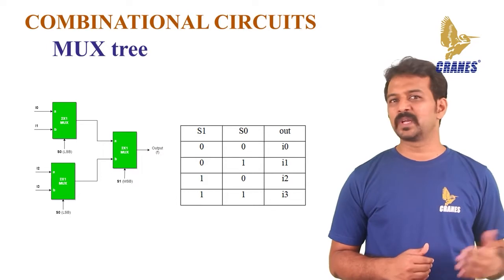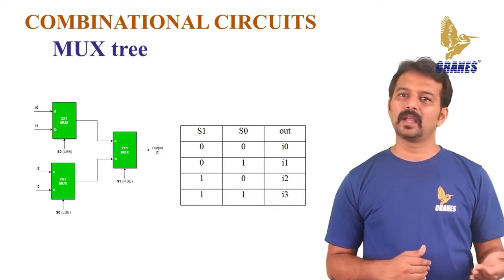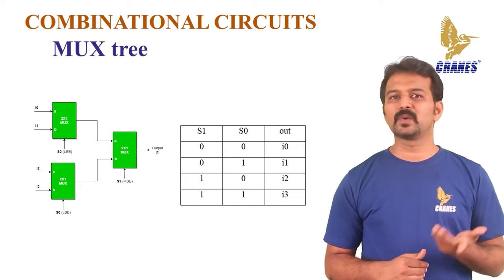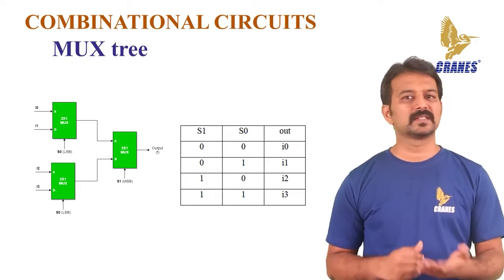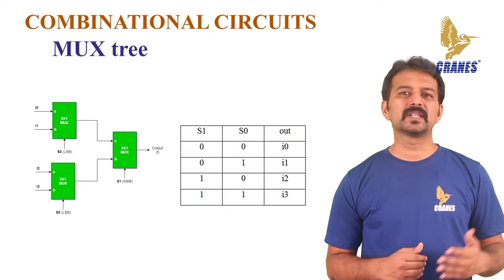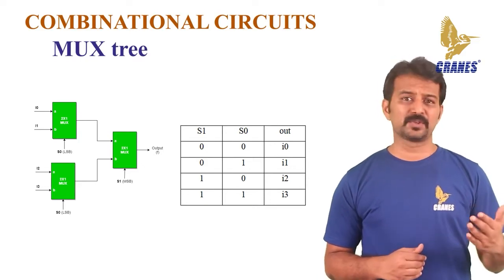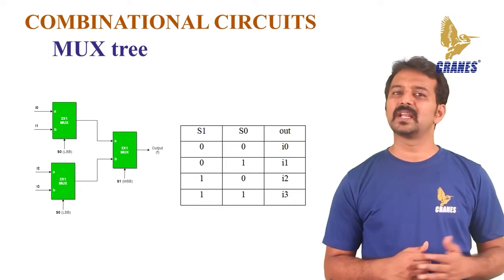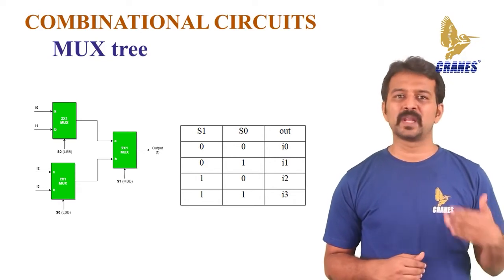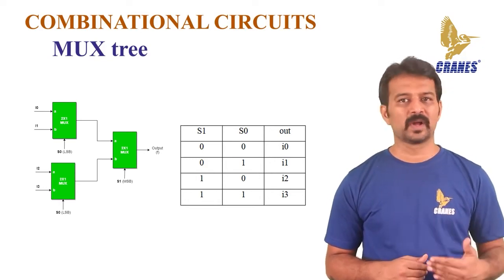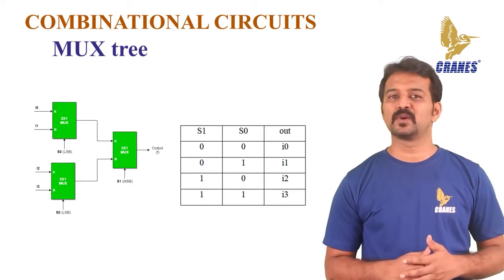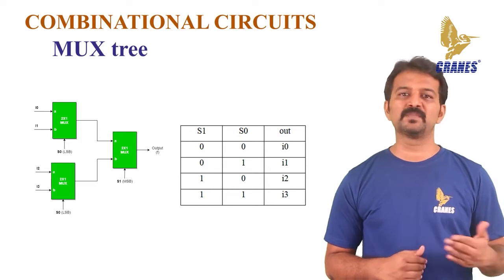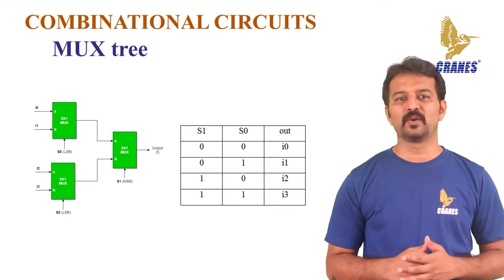When the select line S1 equals 0, then I0 is selected at its output, or when S1 equals 1, then I2 is selected as its output. As we can see from the table, when S0 equals 0 and S1 equals 0, input I0 is selected as the output, whereas when S0 is 0 and S1 equals 1, input I2 is selected as the output.